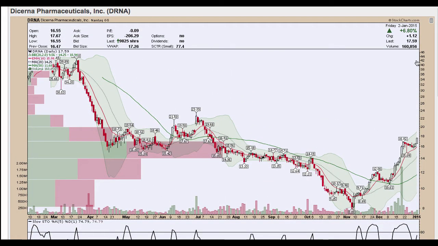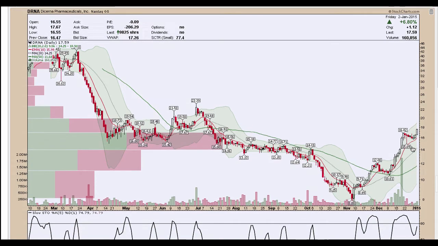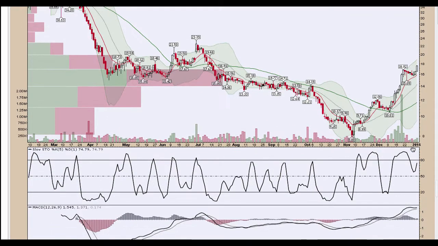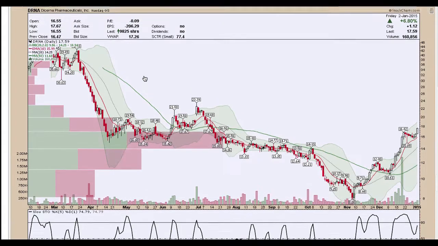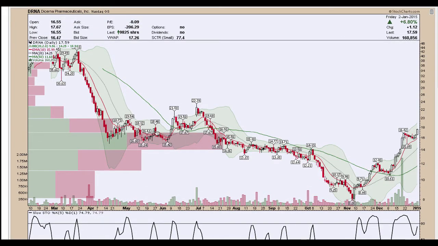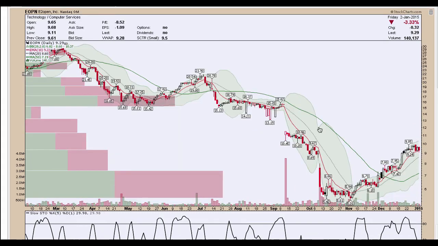DRNA, I mentioned this one on Friday, I believe. This nice flag into this 10 period EMA, and we're currently $1.50 off of that level if you took the trade. Slow stochastic turned back up, nice volume, and we're getting back above this volume by price bar. This one looks pretty decent. Could run higher fairly quickly. There's very little resistance here.